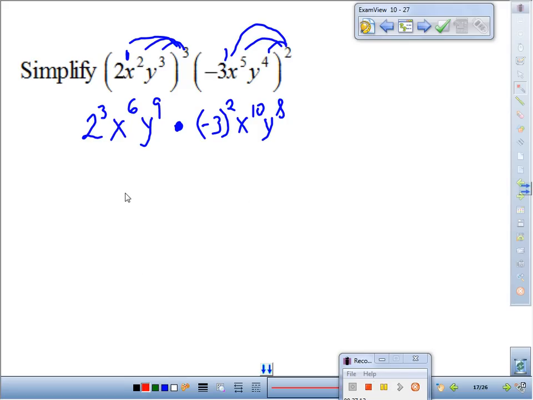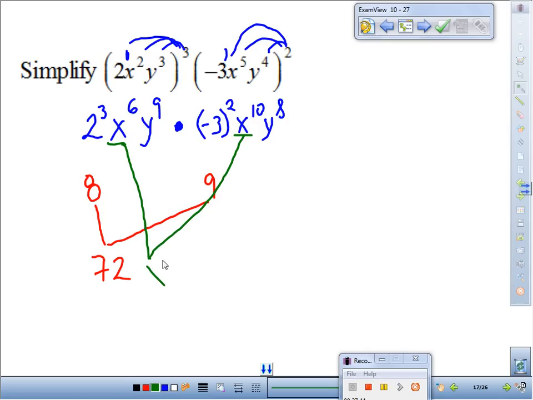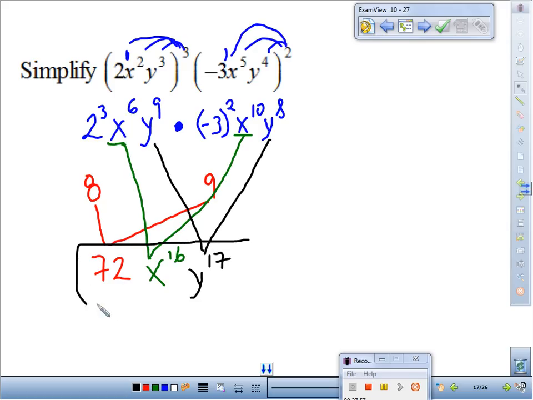Okay, so let's simplify the numbers first. What is 2 cubed? 2 times 2 times 2, which is 8. What is negative 3 squared? Negative 3 times negative 3 is positive 9. So now we multiply numbers with numbers. What is 9 times 8? 72. Okay? And then from there we go and multiply variables times variables. The same kind. So we have x to the 6th times x to the 10th. What is that? X to the 16th. And then the last one, y to the 9th and y to the 8th. Y to the 17th. So my answer is 72, x to the 16th, y to the 17th. So far, so good? Okay, go to number 11. 11. Here we go.